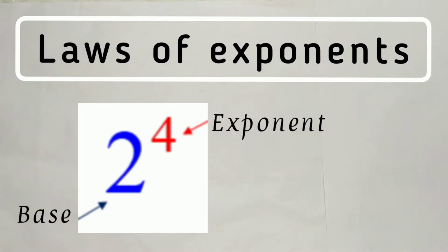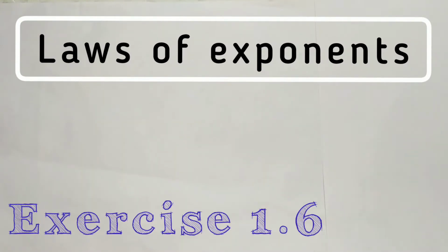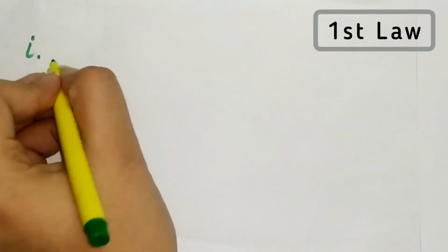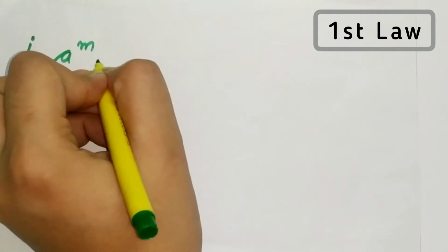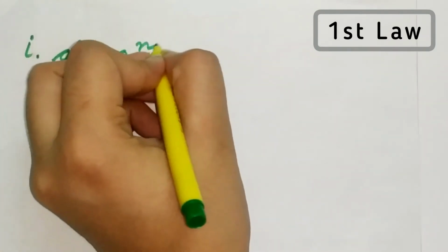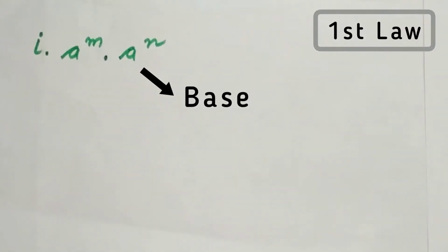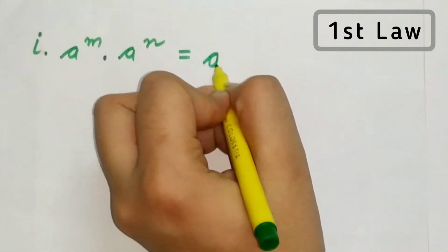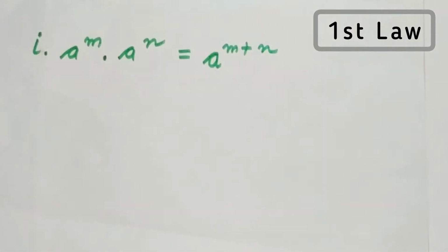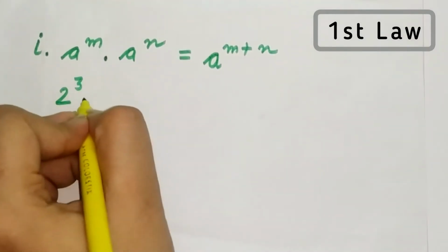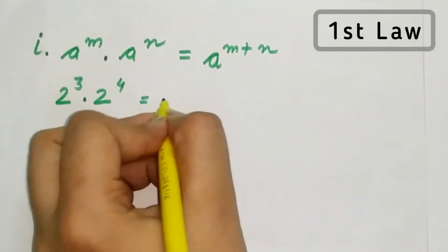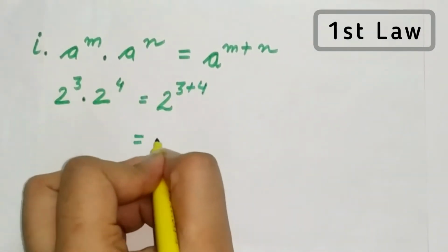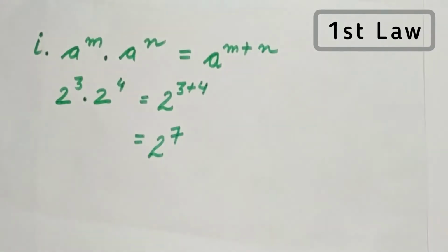Today we will learn the laws of exponents and then solve exercise 1.6. So there are 4 laws of exponent. First is a raised to the power m multiply a raised to the power n, where a is base, m and n are exponents. It is equivalent to a raised to the power m plus n. For example, 2 raised to the power 3 multiplied by 2 raised to the power 4, which is equivalent to 2 raised to the power 3 plus 4 or 2 raised to the power 7.